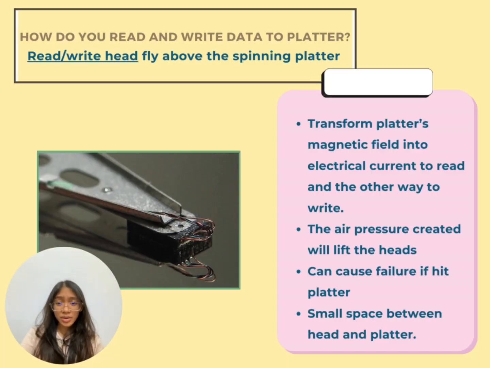Have you ever wondered how you read or write data to the platter? To read and write data to the platter, we use the read or write head that flies above the spinning platter. It transforms the platter's magnetic field into electrical current to read, and the other way around to write to the platter. The air pressure created inside the hard disk will lift the heads. If the head hits the platter, it can cause a failure. Also, there is a small space between the head and the platter, so even a bit of dust inside the hard disk can stop the spinning of the platter.